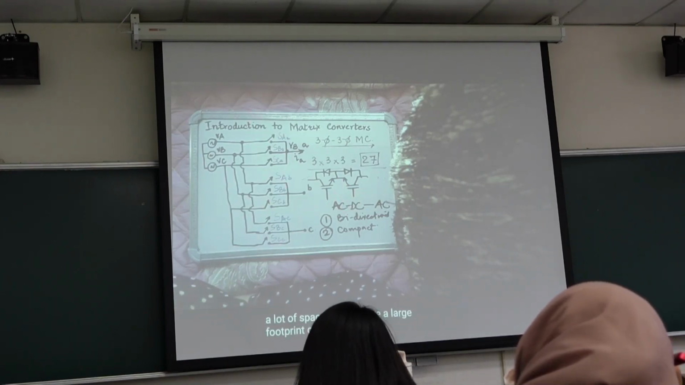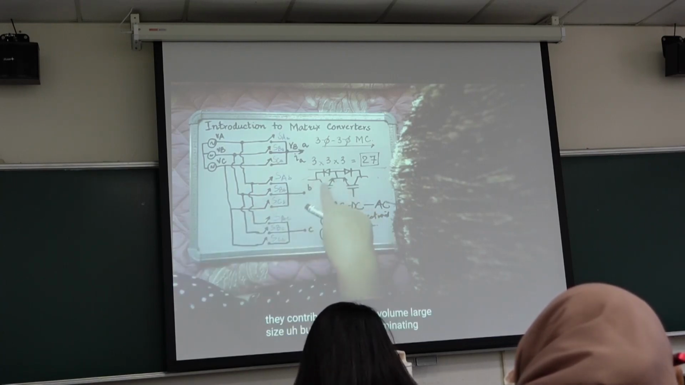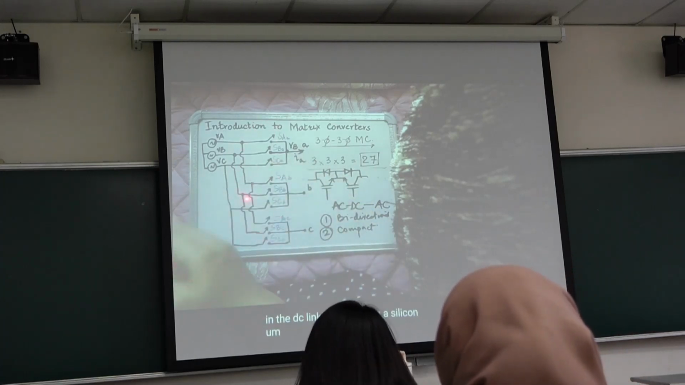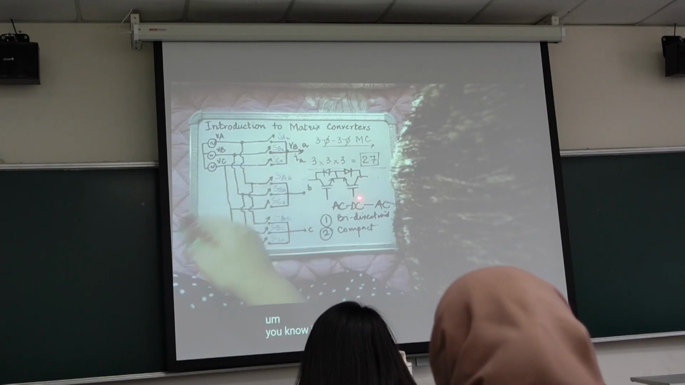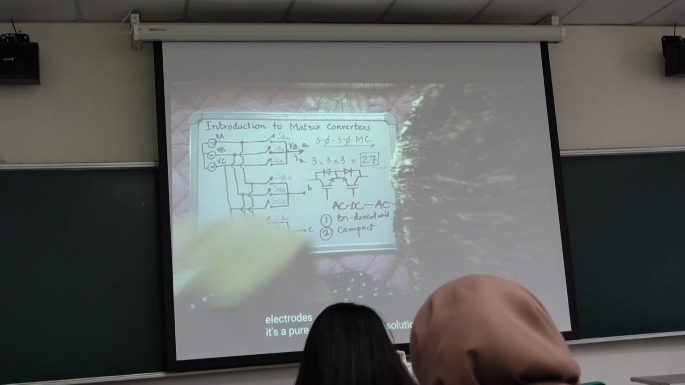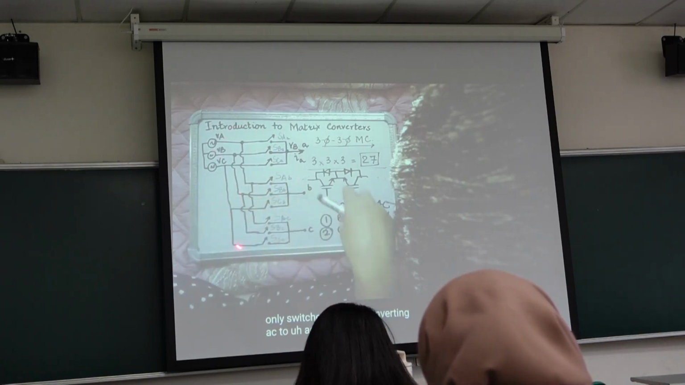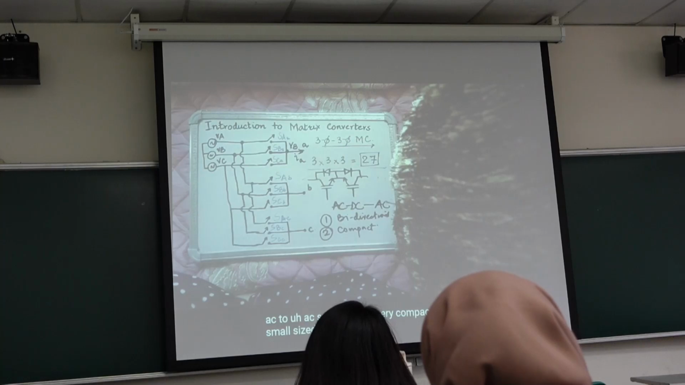Capacitors contribute to a large volume and large size, but here you are eliminating the capacitor in the DC link. No capacitor. You just have silicon devices, IGBTs or whatever devices you're using. You only have power electronics. It's a pure power electronic solution. So the size is very small.